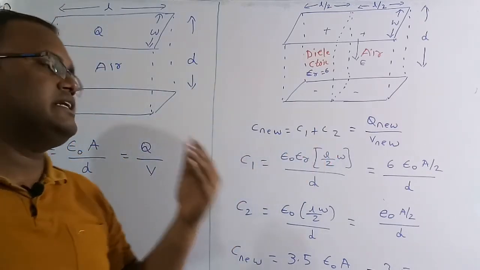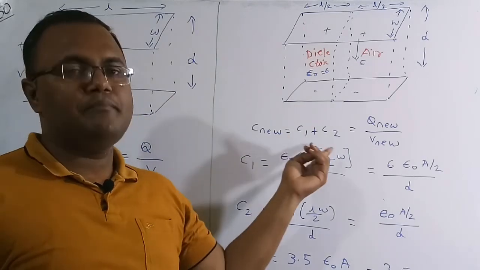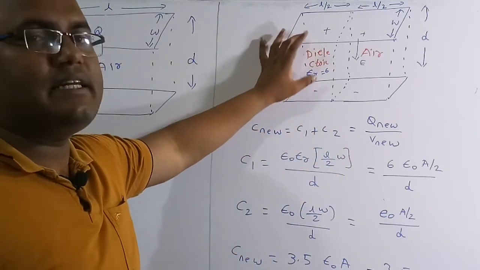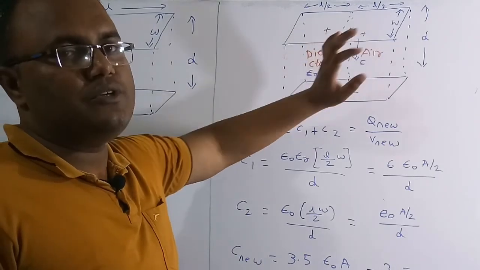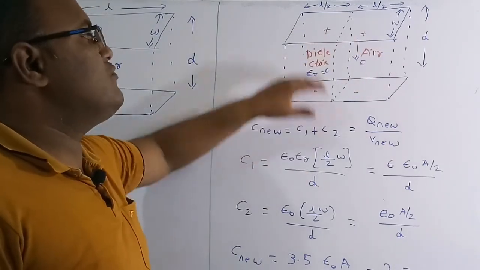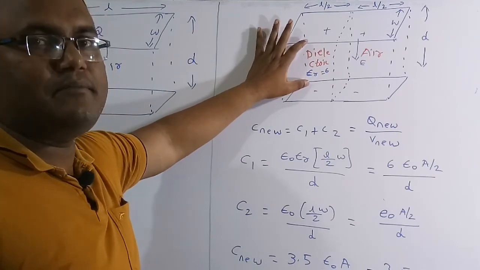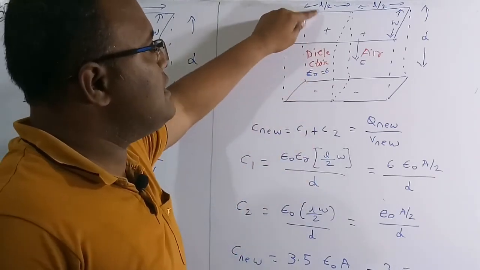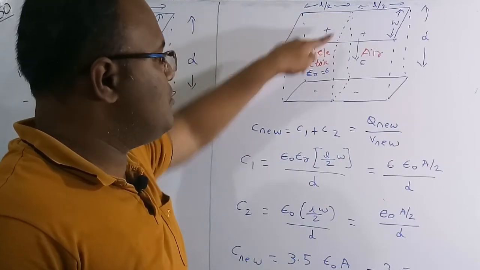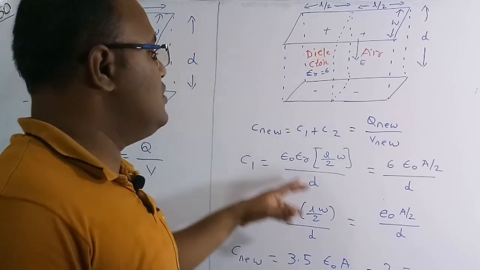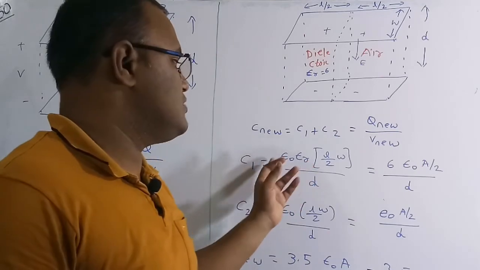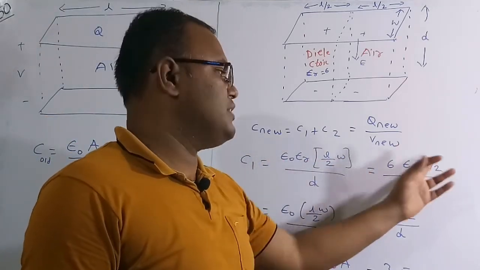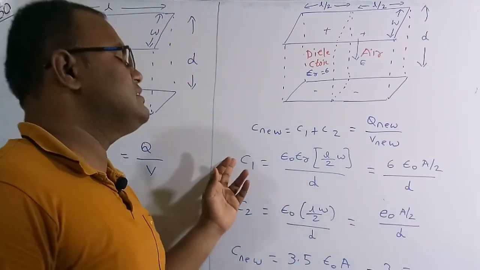Whenever capacitors are connected in parallel, the overall capacitance is the summation C1 plus C2, where C1 is the capacitance due to the dielectric and C2 is the capacitance due to the air medium. For C1, the capacitance due to the dielectric medium, it is epsilon naught into epsilon r into area, which is only this part, L by 2 into W, by distance D, with epsilon r equal to 6. So 6 into epsilon naught into LW, where L into W is nothing but A, so A by 2 into D. This is the value of C1.